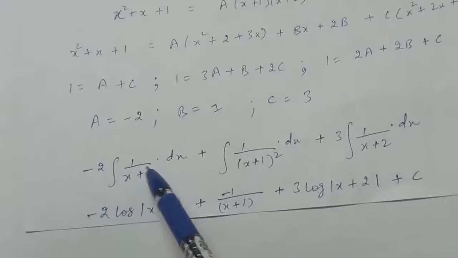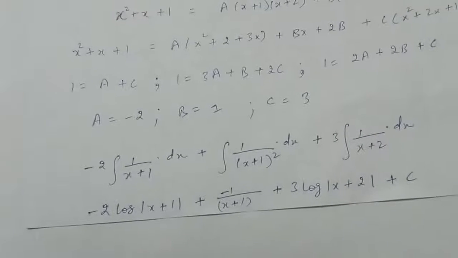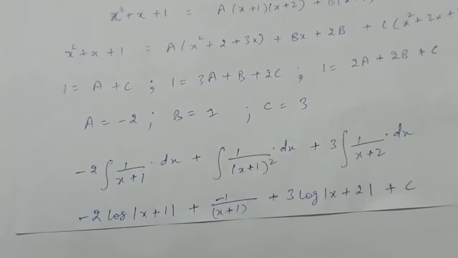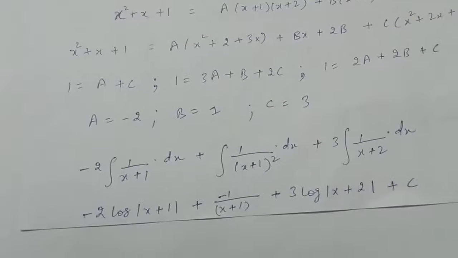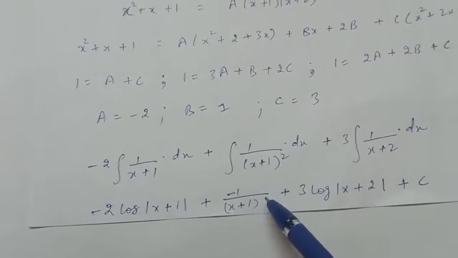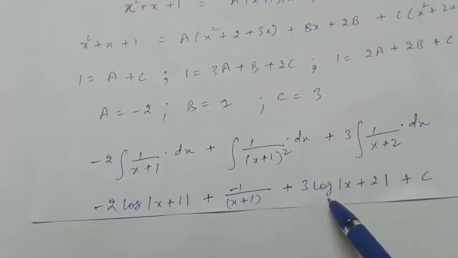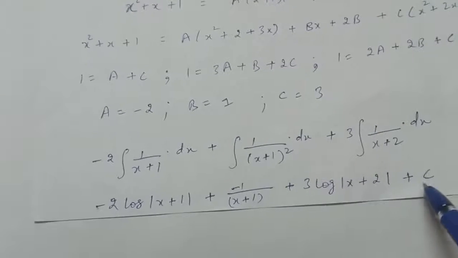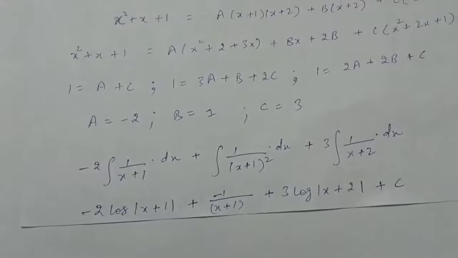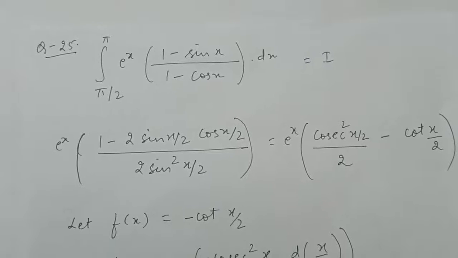Now the integral of this is log mod x plus 1, plus the integral of 1 upon (x plus 1) whole square, which is the integral of (x plus 1) raised to the power minus 2. So the integral of this will be minus 1 upon x plus 1, plus 3 times the integral of this, which is log mod x plus 2, plus c. Clear? Now I will give you hints for some of the next questions of the miscellaneous exercise.